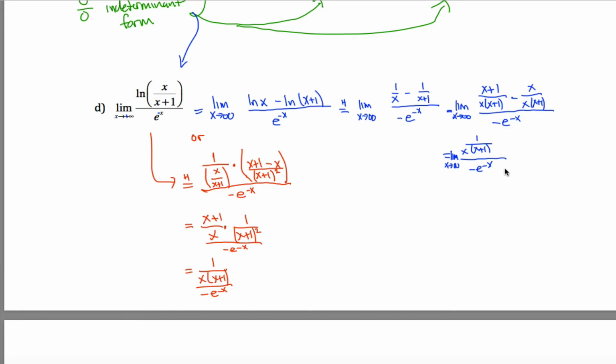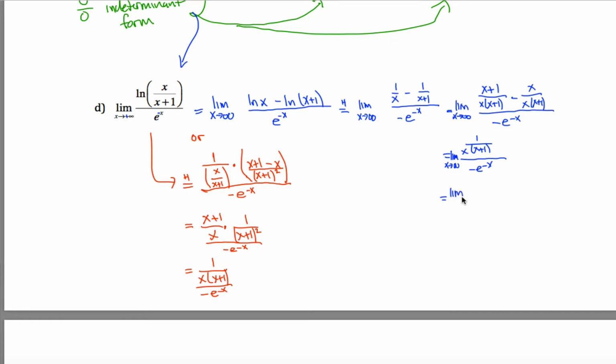And unfortunately, I believe this thing is still an indeterminate form. Let's see if that's the case. Maybe I can clean it up a little bit. Well, I could say this negative exponent, I could write it up on the top of the fraction. I could say this is negative e to the positive x power, and I should probably include my limit.